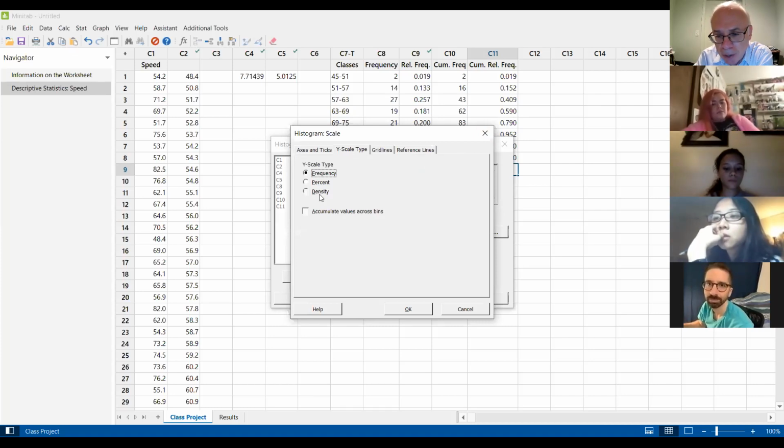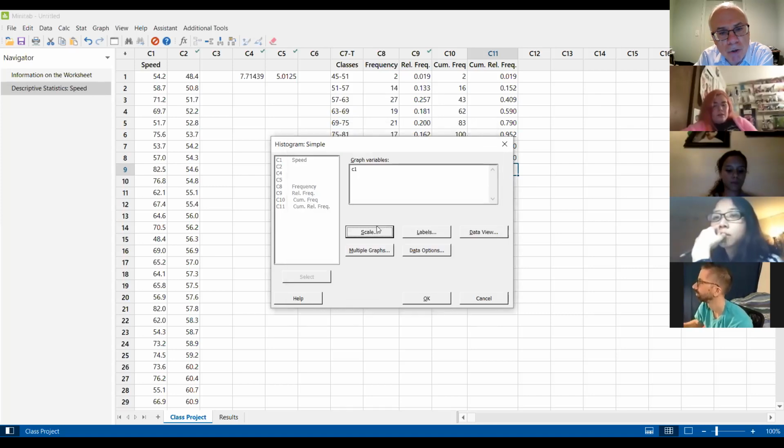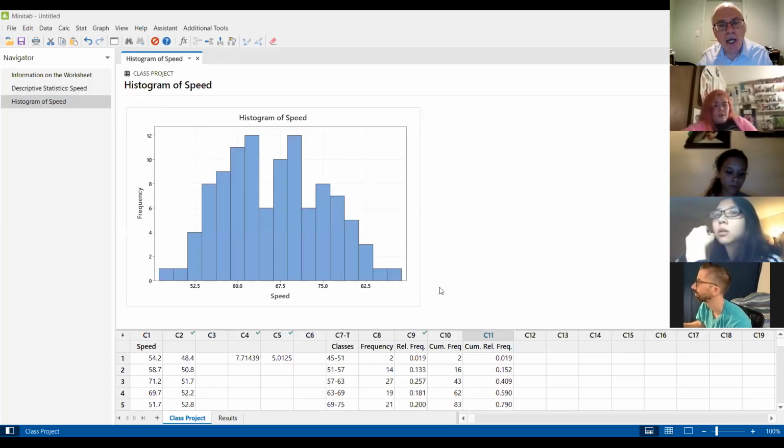Now, density is something else. We might cover that later. Might show you what density means. It doesn't mean the same thing as percent in this case. But let's do the frequency one first. So we're going to do a frequency one, and we're just going to let it fly, and we'll click OK. And oh my God, look what we get. It's like, oh, too many bars, right? Too many classes. It just gives you this sort of default.